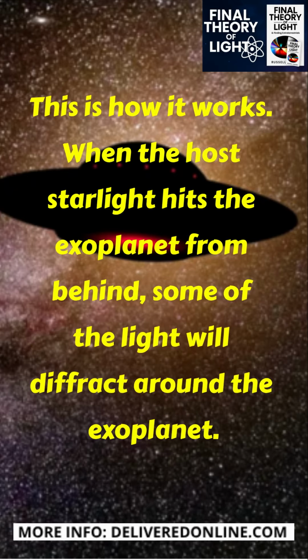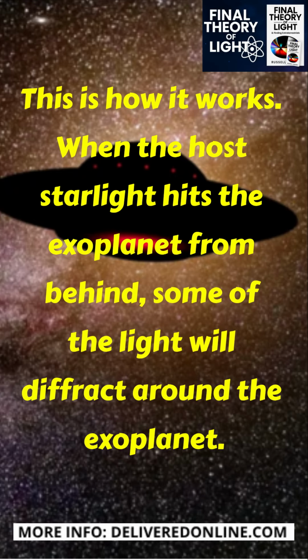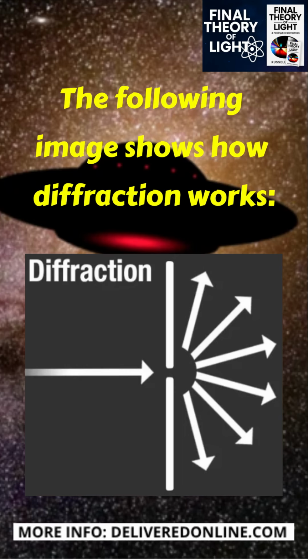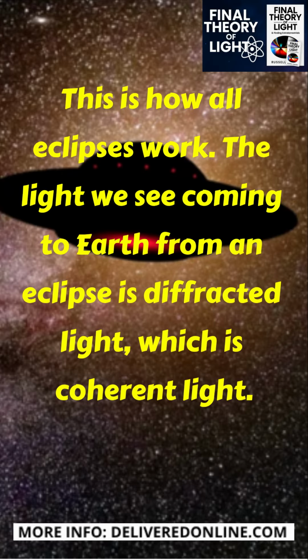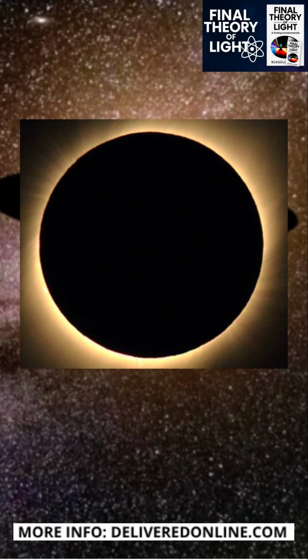When the host starlight hits the exoplanet from behind, some of the light will diffract around the exoplanet. The following image shows how diffraction works. This is how all eclipses work. The light we see coming to Earth from an eclipse is diffracted light, which is coherent light. It is light that has been absorbed at the horizon and then emitted in straight lines over and beyond the horizon, as shown in this image of an eclipse.